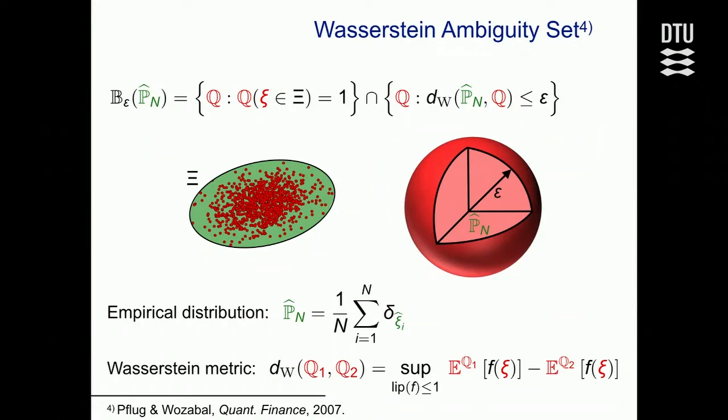The second condition is that the distance between the distribution Q and the empirical distribution should be smaller or equal to epsilon. The empirical distribution is the distribution that places probability 1 over n on each of the training samples. So this is exactly the distribution that we used in the sample average approximation to approximate the unknown true distribution.